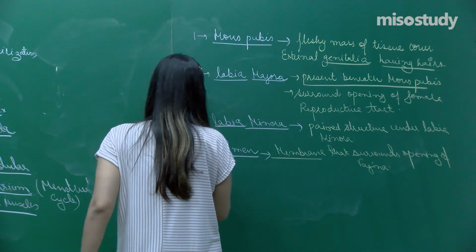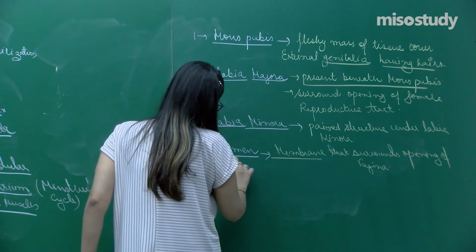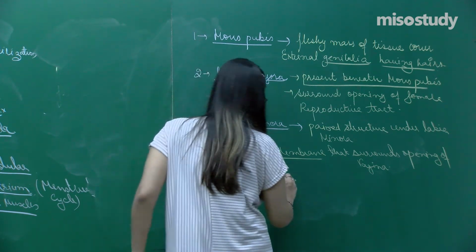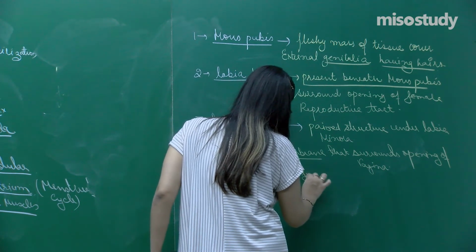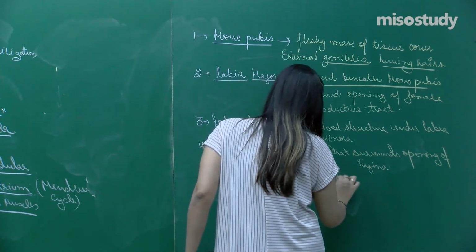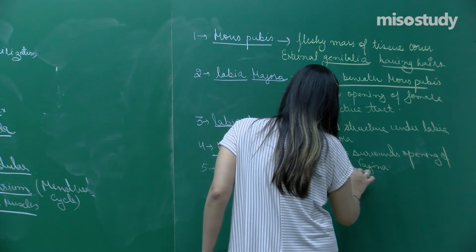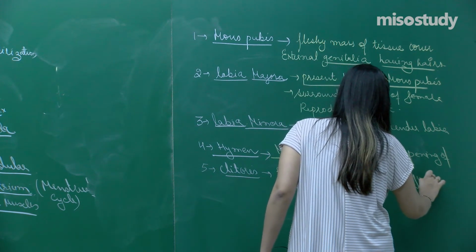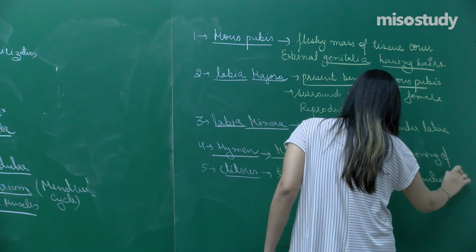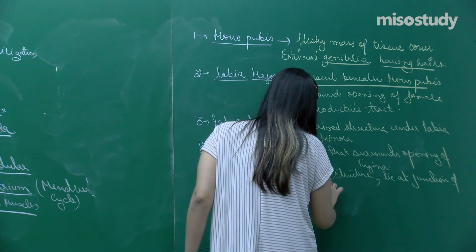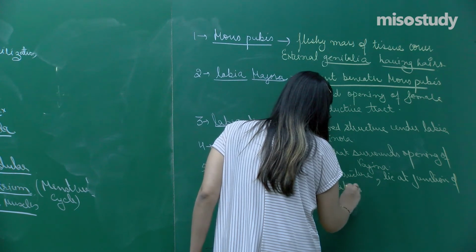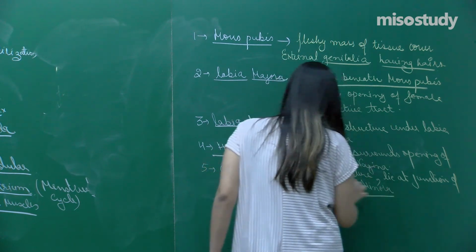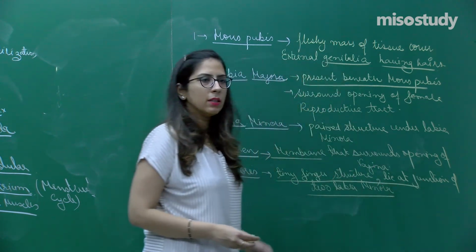After that, we have the last region, which is called the clitoris. Clitoris is a tiny finger-like structure which lies at the junction of two labia minora. Right. Now let's see.